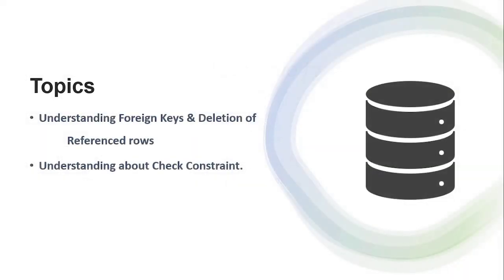This is a continuation video of our previous video. In our previous video, we have seen what is a primary key and a foreign key, how to use primary key and foreign key in SQL Server, and also the default constraint in SQL Server. Today we are going to see how we can delete rows of a table which is a primary key and is referred to as a foreign key in some other tables.